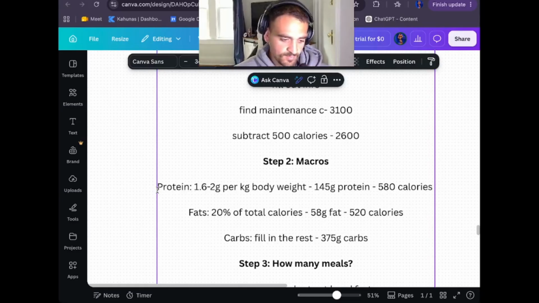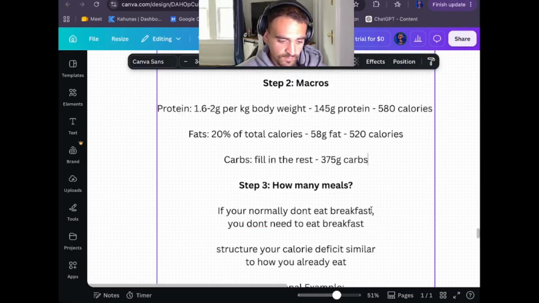There you go. Super easy and simple. In order to find how much protein you should eat, about 1.6 to 2 grams per kilogram. Fats, 20% of your total calories, and carbs, we literally just fill in the rest. So these are the macros that I will be going with.